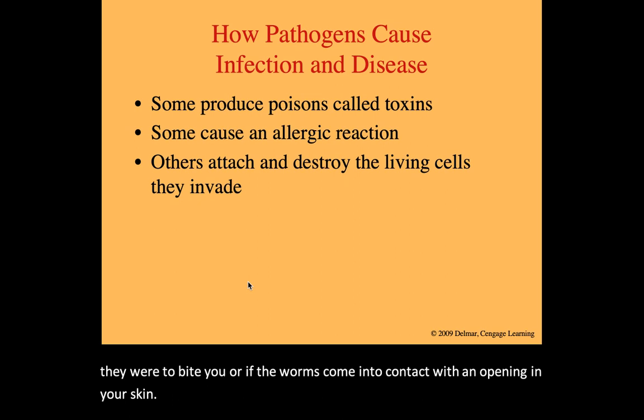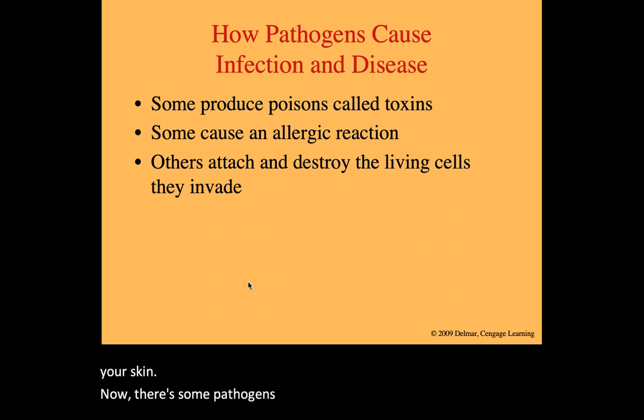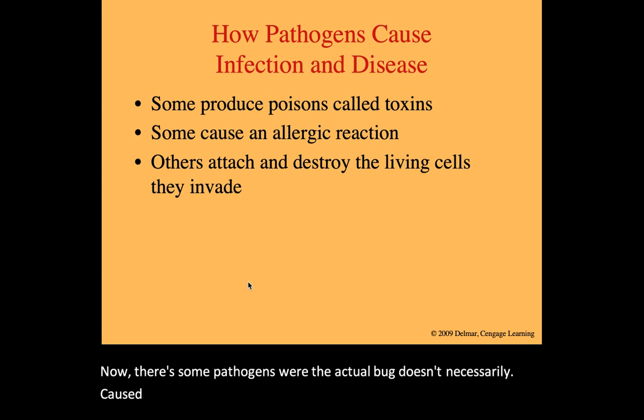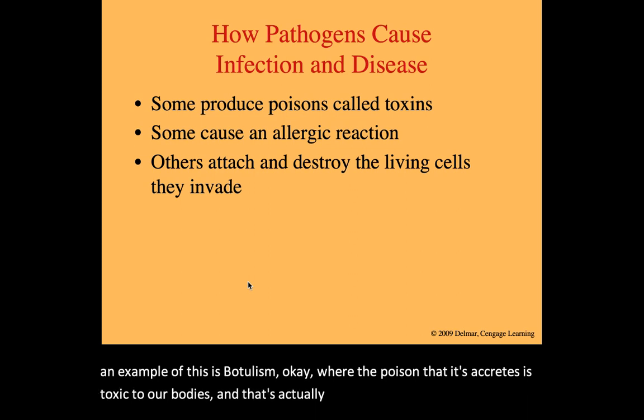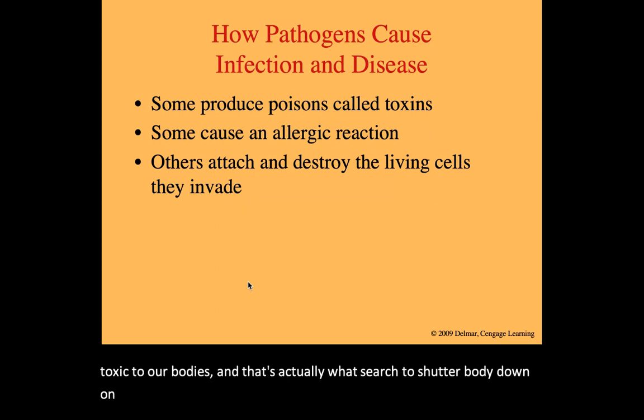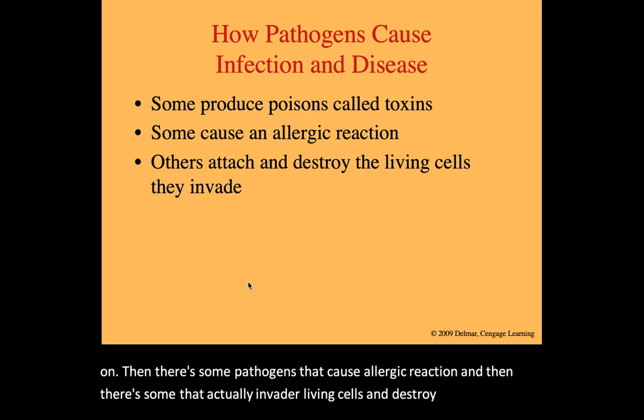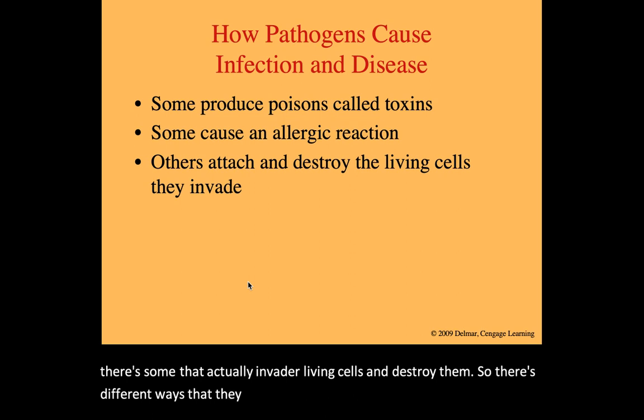Now, there's some pathogens where the actual bug doesn't necessarily cause the problems. It's what the bacteria create that is toxic. An example of this is botulism, okay, where the poison that it secretes is toxic to our bodies, and that's actually what starts to shut our body down. Then there's some pathogens that cause an allergic reaction, and then there's some that actually invade our living cells and destroy them. So there's different ways that they can cause disease in people.